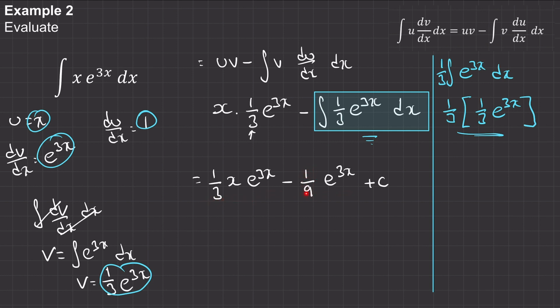Okay, so finally, we're going to tidy this up a little bit. I'm going to factor out this 1/9. So we have 1/9. I'll also factor out e to the 3x. So 1/9 of e to the 3x. So now I need to multiply this by 3 to get the 1/3 and the x. So we'll have 3x. And then we've got the 1/9 of e to the 3x. So we just need minus 1. And this is plus the constant term c. Okay? Let's try question 3.